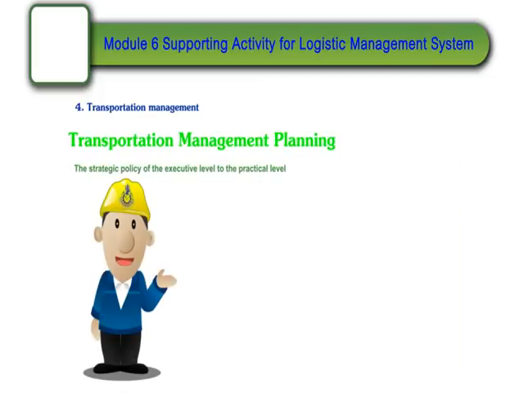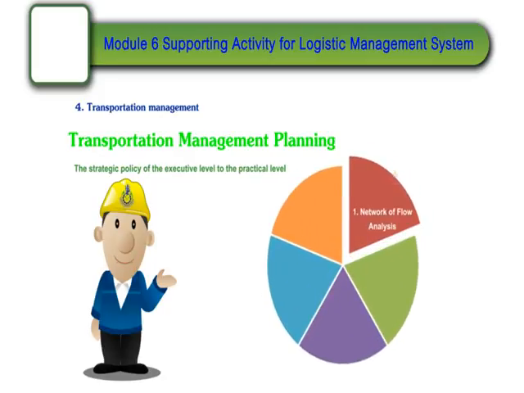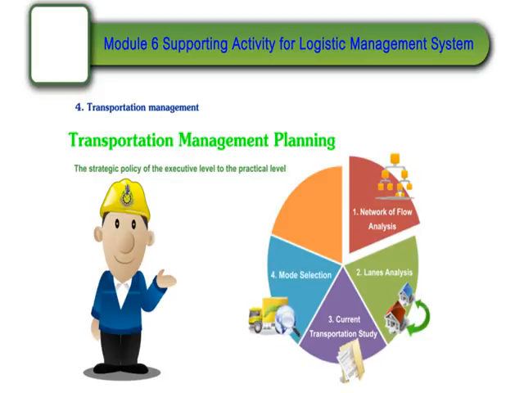For a transportation system to transport efficiently, especially in terms of cost efficiency, it is necessary to have an implementation plan, from the strategic policy of the executive level to the practical level. Number 1, network flow analysis. Number 2, lanes analysis. Number 3, current transportation study. Number 4, mode selection. And number 5, routing and scheduling.